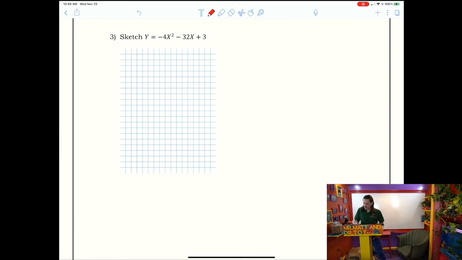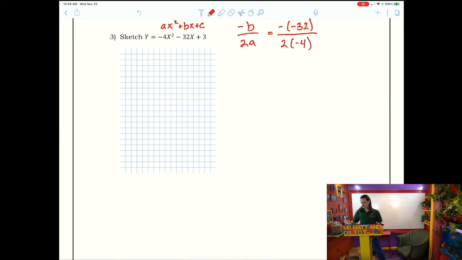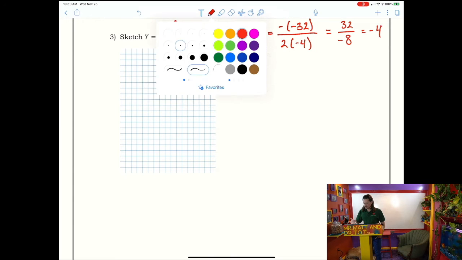So again, we're in standard form, ax squared plus bx plus c. So if we evaluate the expression negative b over 2a, we're going to have a negative 32 quantity divided by 2 times negative 4. That's going to be a positive 32 divided by a negative 8. That's going to give us a negative 4. So at x is equal to negative 4, we have our axis of symmetry.